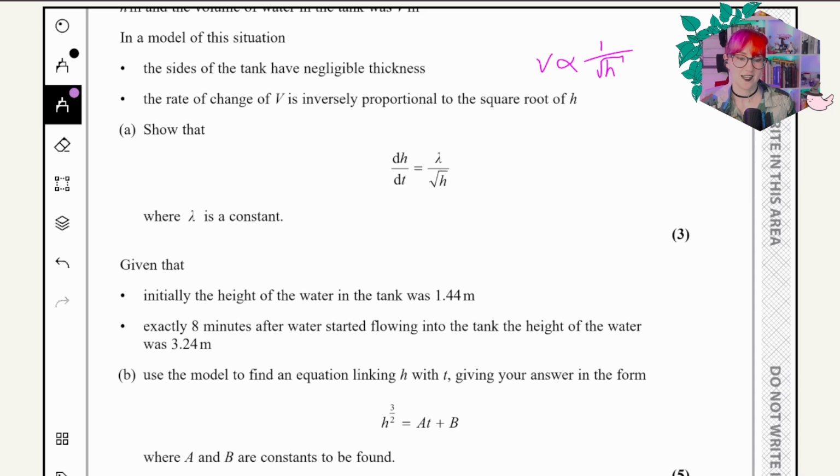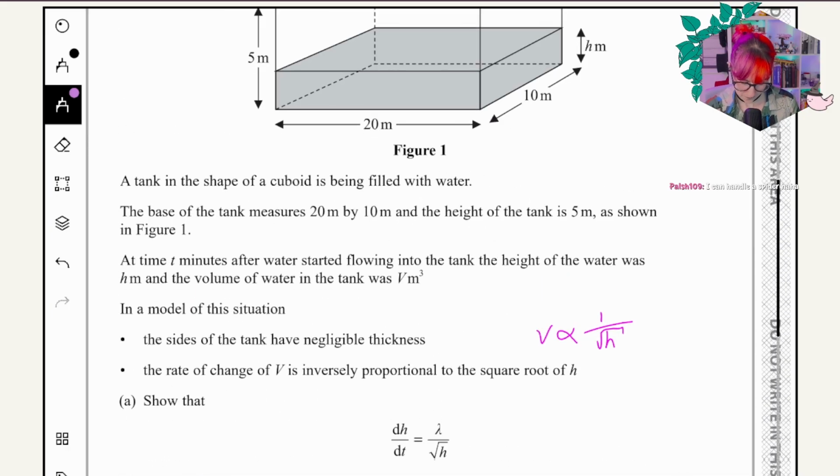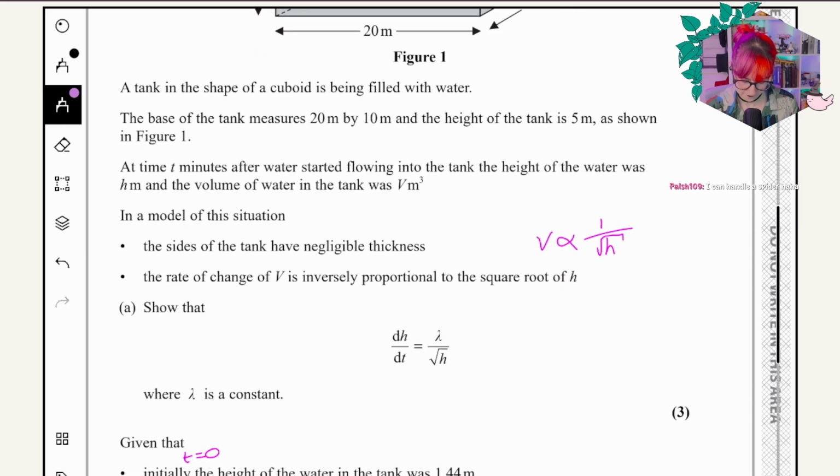Given initially the height of the water in the tank was 1.44 meters, exactly 8 minutes after we started flowing. So initially is a t equals 0 thing. So when t equals 0, what do we have? We have dH/dt. This is telling us that we're going to have the height as a function of time, which is the thing that we're going to be working around.